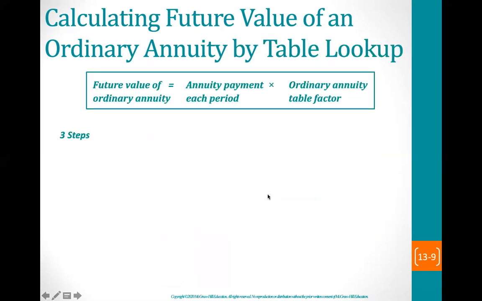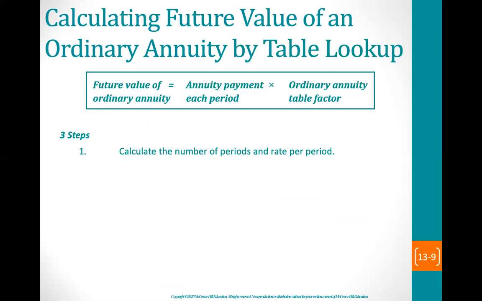You can also calculate the future value of an ordinary annuity by table lookup. The future value of the ordinary annuity equals the annuity payment at each period times the ordinary annuity table factor. Another table. Aren't you excited? I know you are. Calm yourself. Table 13.1 we will be using.